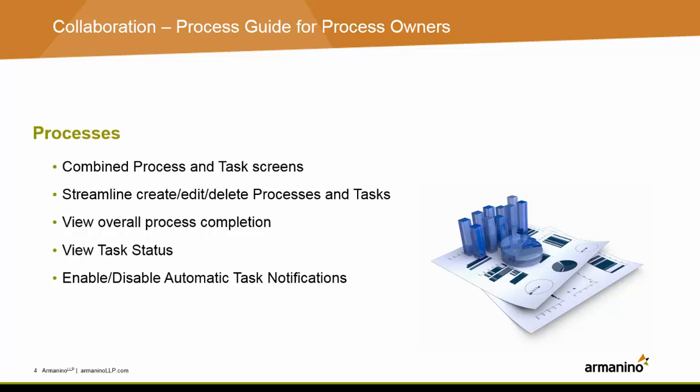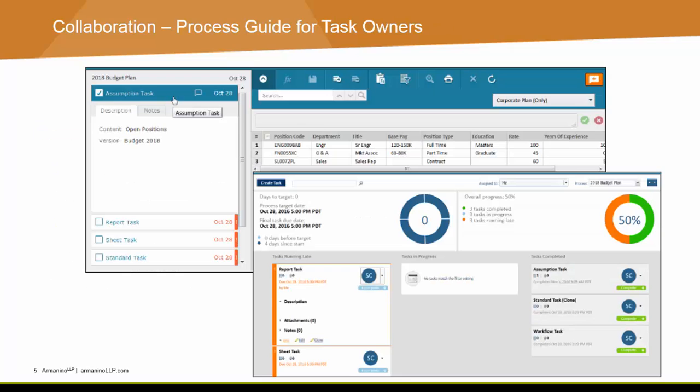Processes, now referred to as collaboration, has combined the Processes and Tasks windows into one Process Overview window. For process owners, this streamlines the ability to create, edit, and delete processes and their tasks. Here they can view the overall process completion percentage and the status of each task, and enable or disable automatic task notifications for a process.